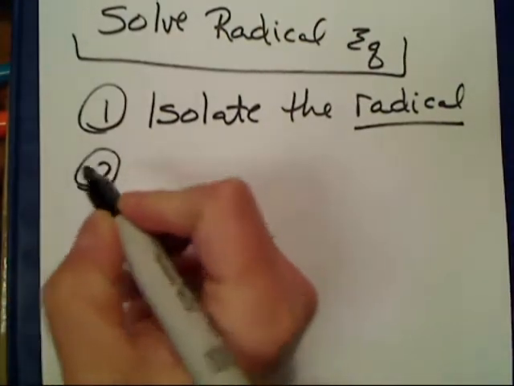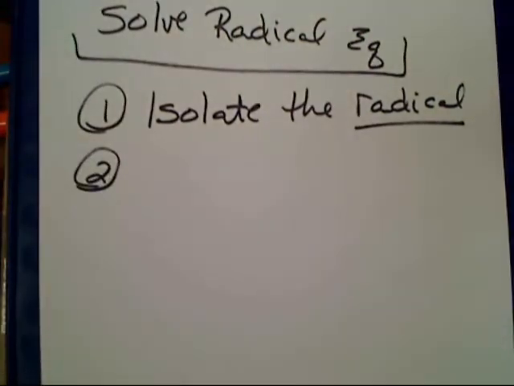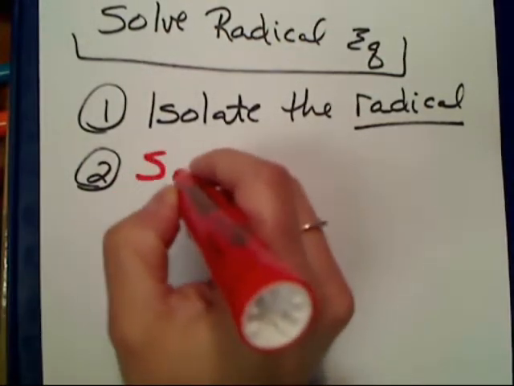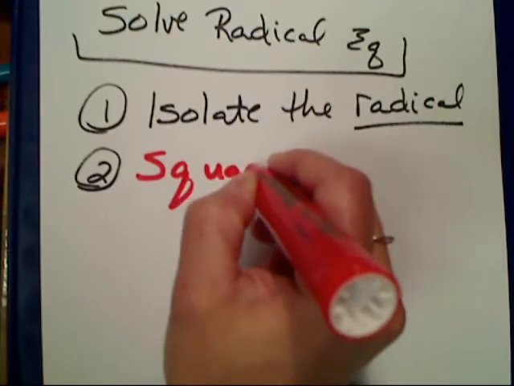Step number 2, well, the reason that we can't solve a radical equation is because of the radical. We don't understand that exactly. So we're going to get rid of it. A radical is a square root. It cancels out a square, which means that a square cancels out a square root. They cancel each other. So the second step is to square both sides.